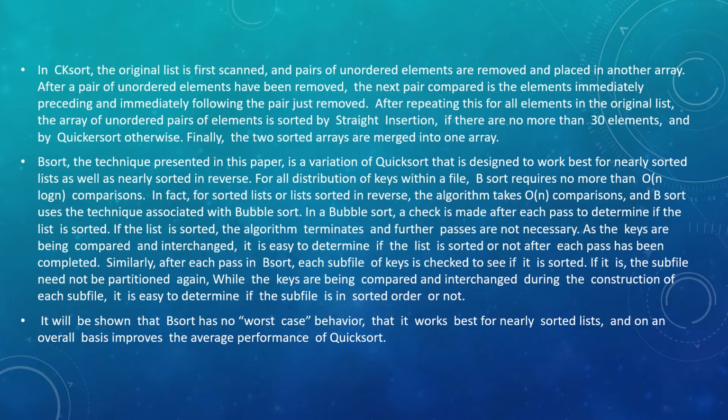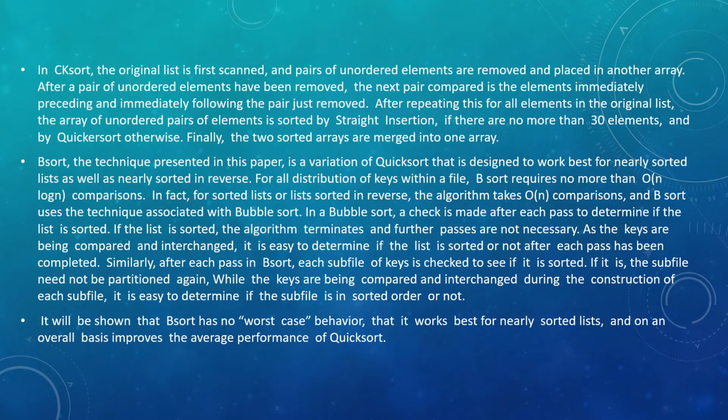B-sort. The technique presented in this PPT is a variation of quicksort that is designed to work best for nearly sorted lists as well as nearly sorted in reverse. For all distributions of keys within a file, B-sort requires no more than big O of n log n comparisons. In fact, for sorted lists or lists sorted in reverse, the algorithm takes big O of n comparisons. B-sort uses the technique associated with bubble sort.